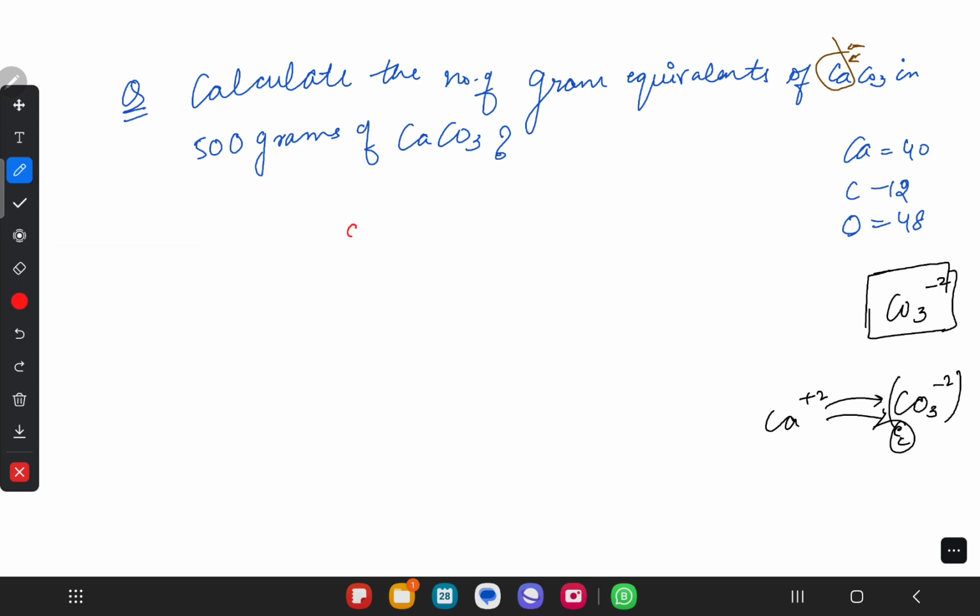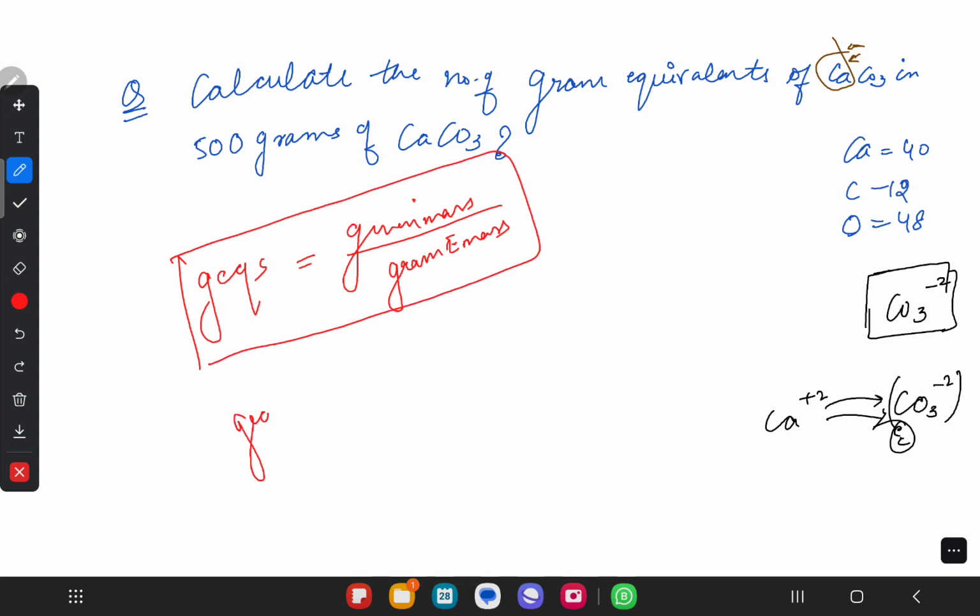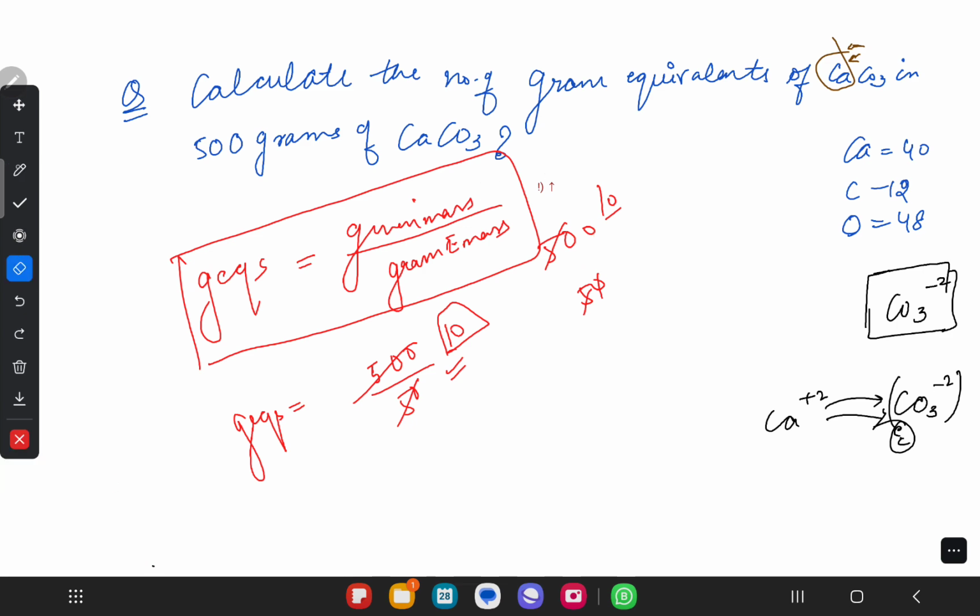Good job. Given mass is 500, equivalent mass is 50. So when you divide, the number of gram equivalents is 10. Is that clear or not? So that is the concept.